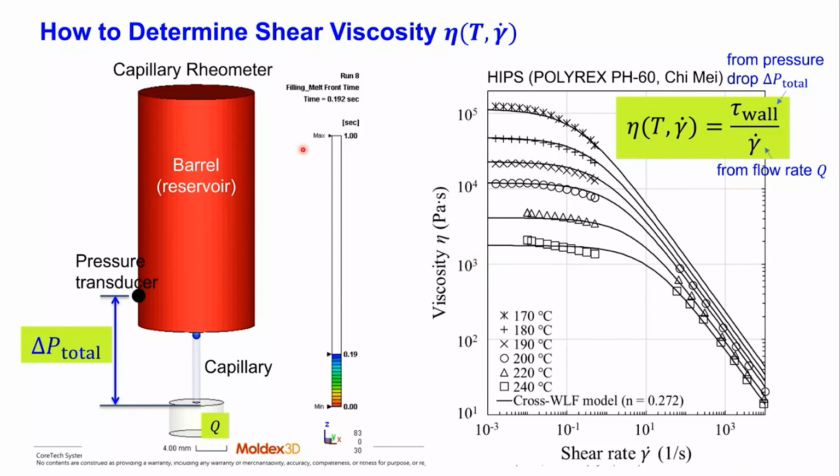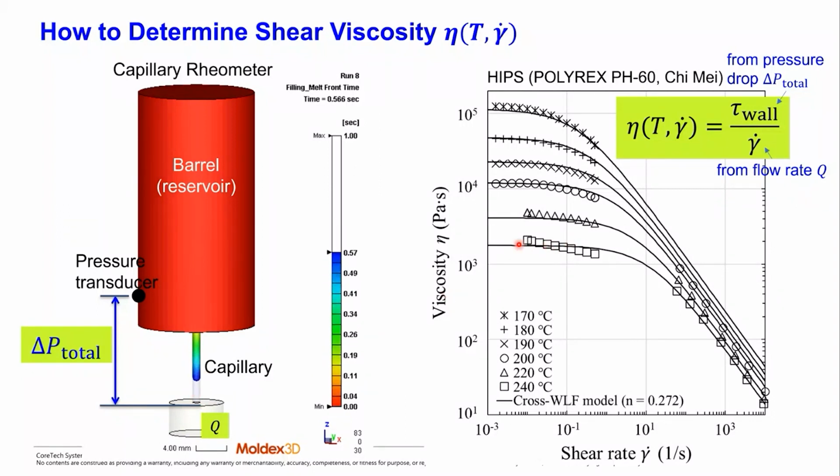I believe most of you are familiar with how to determine shear viscosity from a capillary rheometer. The definition of viscosity is shown here. It is wall shear stress divided by the wall shear rate. The wall shear stress can be determined from the pressure drop through the capillary die. The shear rate is calculated from the flow rate Q through the tube.